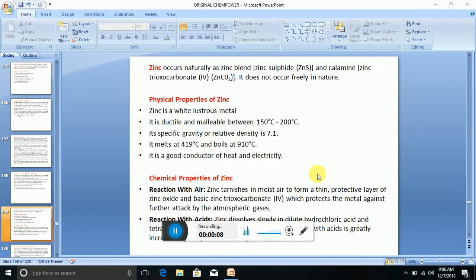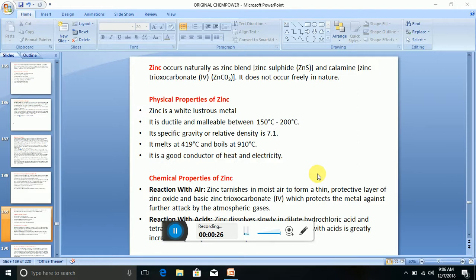Zinc occurs naturally as zinc blende, zinc sulfide, and calamine, zinc trioxocarbonate(IV). It does not occur freely in nature.